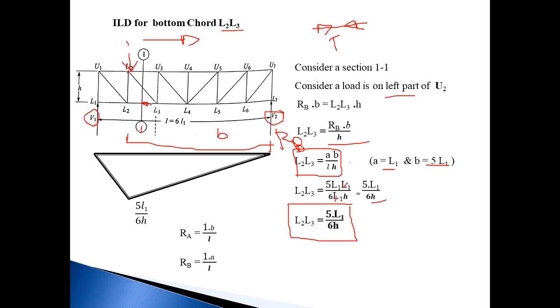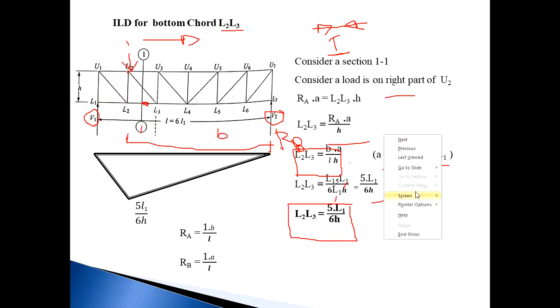Now see here, the direction of the arrowhead with respect to the joint is away from the origin, and away from the origin means tension. A tension force ILD should be drawn on the bottom side of the baseline. So you should draw these ordinates, 5L1 by 6H, on the bottom side.